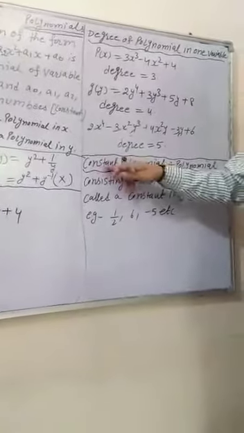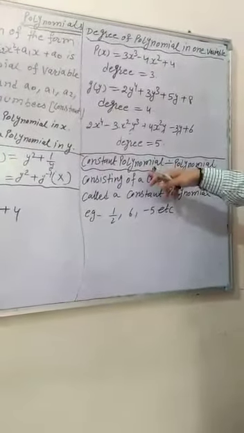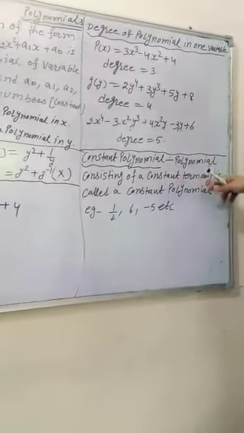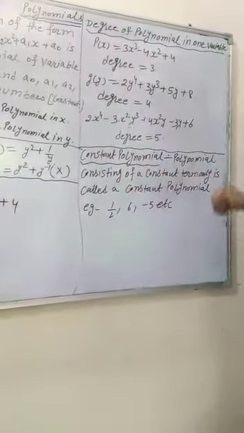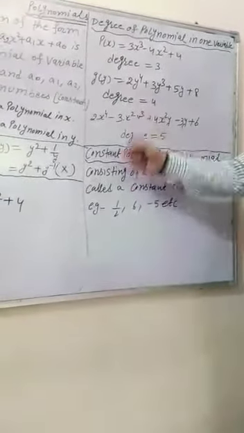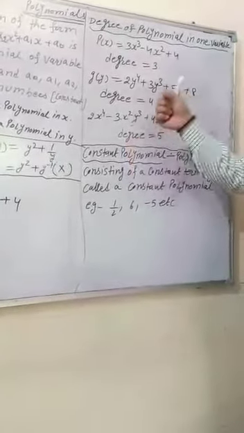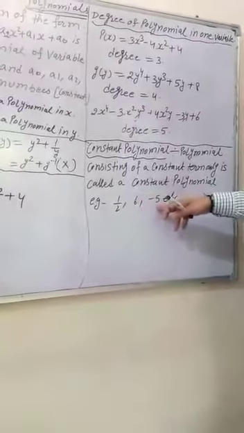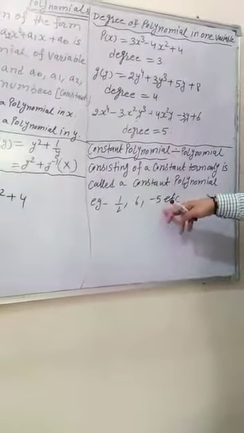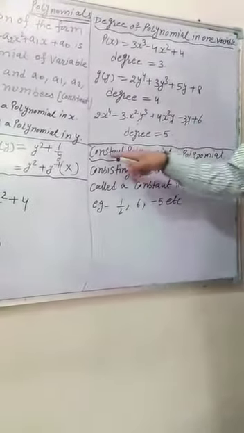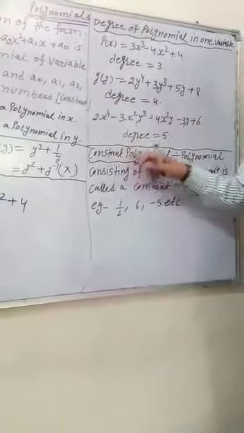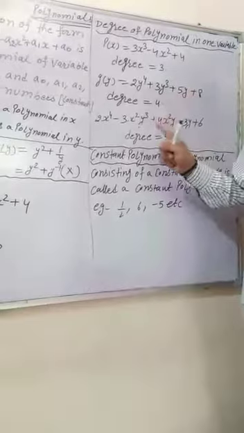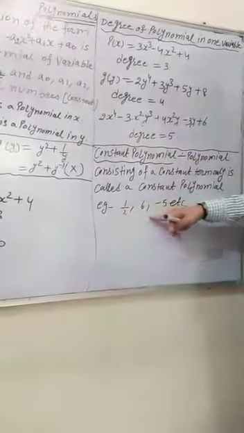Now next is constant polynomial. What do you mean by a constant polynomial? A polynomial consisting of a constant term only is called a constant polynomial. It means the polynomial which has only a constant term is said to be a constant polynomial. For example, 1/2, 6, −5. These are called constant polynomials. Now, one thing should be remembered. What is the degree of a constant polynomial? The degree of a constant polynomial is always 0. You should note down this step. The degree of a constant polynomial is always 0.